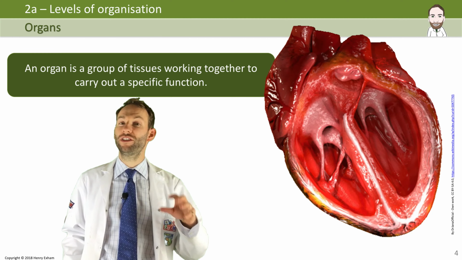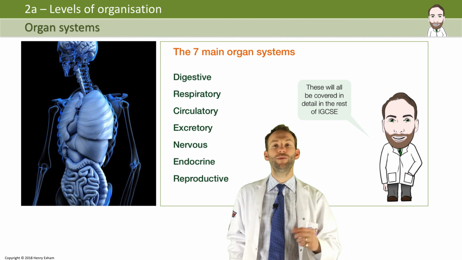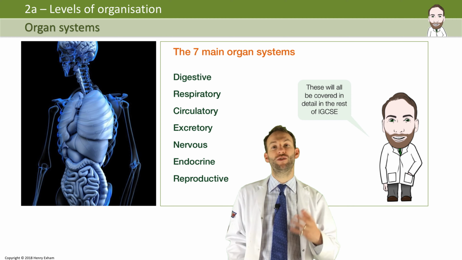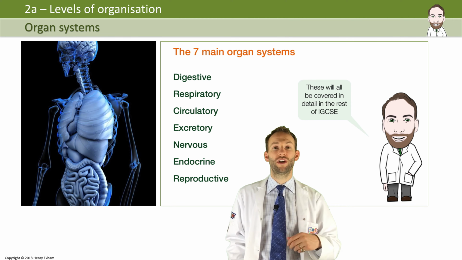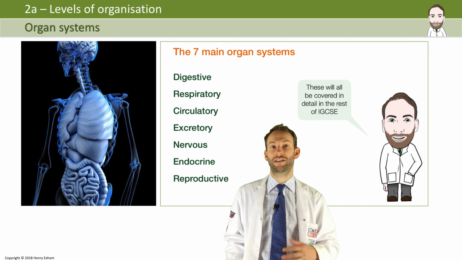Once you've got organs, you can start to group them together to form what we call organ systems. Now in humans, you will learn about the 7 major organ systems in the GCSE course. You'll learn about the digestive system, the respiratory system, the circulatory system, the excretory system, the nervous system, the endocrine system, and the reproductive system.